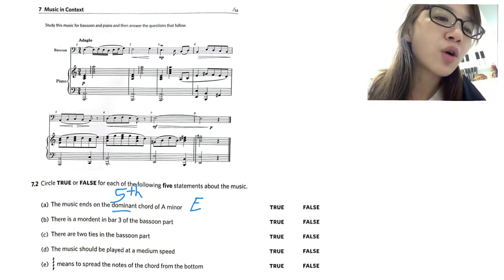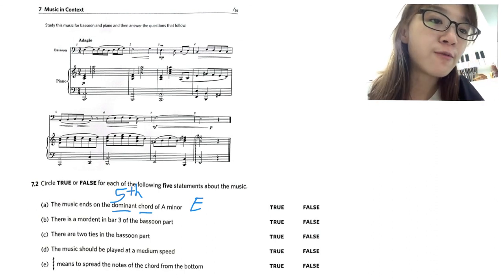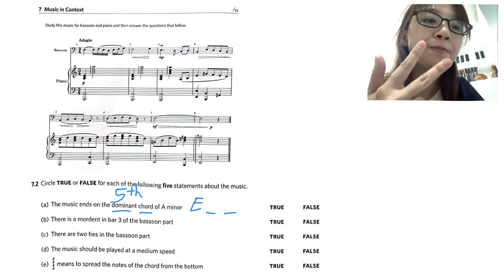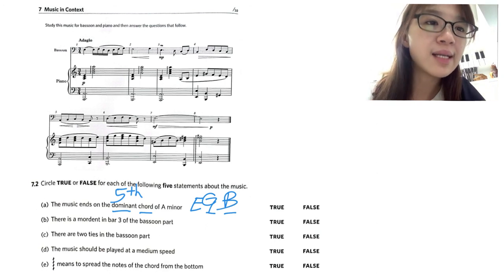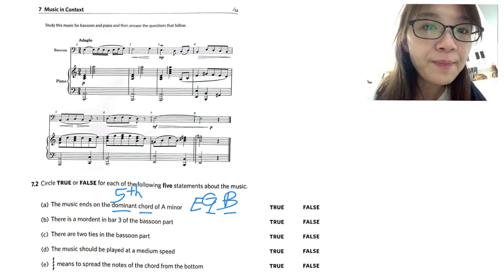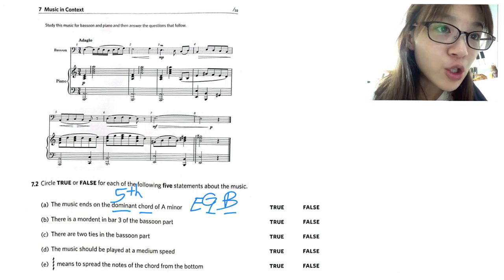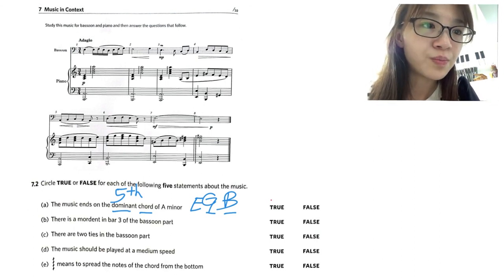And how do you form the chord? Do you remember? You build it as the first, third, and fifth note. E, F, G, A, B. So you check the last: is it E, G, B? Yes, it's E, G, B. Yes, it's true. The answer is true.